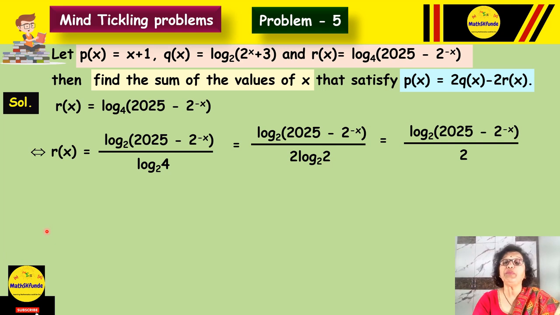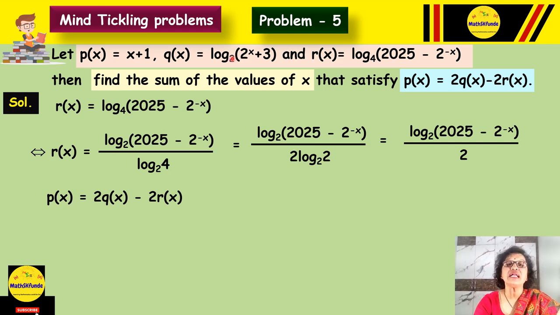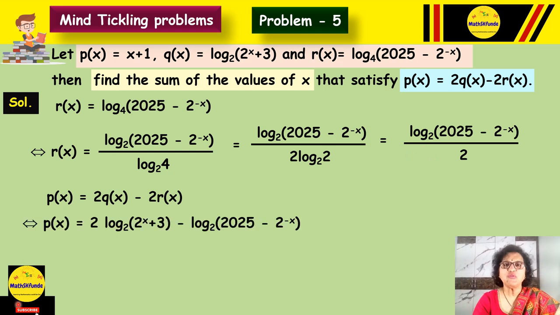Now I may start with Px equal to 2Qx minus 2Rx, which is given to me, right? So if I start with that, I will have to substitute for Qx, that is given to be log of 2 raised to x plus 3 to the base 2, and 2Rx you can just find from here. This 2 you can multiply here, and then the 2Rx expression would become log 2025 minus 2 raised to minus x, base 2. Now substitute whatever I just mentioned and try to simplify this further.